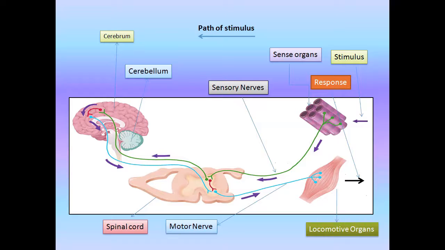Now this is the path of a stimulus, how whatever we feel is sent to the brain. Here in the picture, we see that this is a sense organ. When a sense organ senses something, the message goes through sensory nerves to the spinal cord, and from the spinal cord it moves to the brain, and from the brain it comes back to the spinal cord. And from there, motor nerves help to send the message to the locomotive organs. In this way, the cycle goes on.